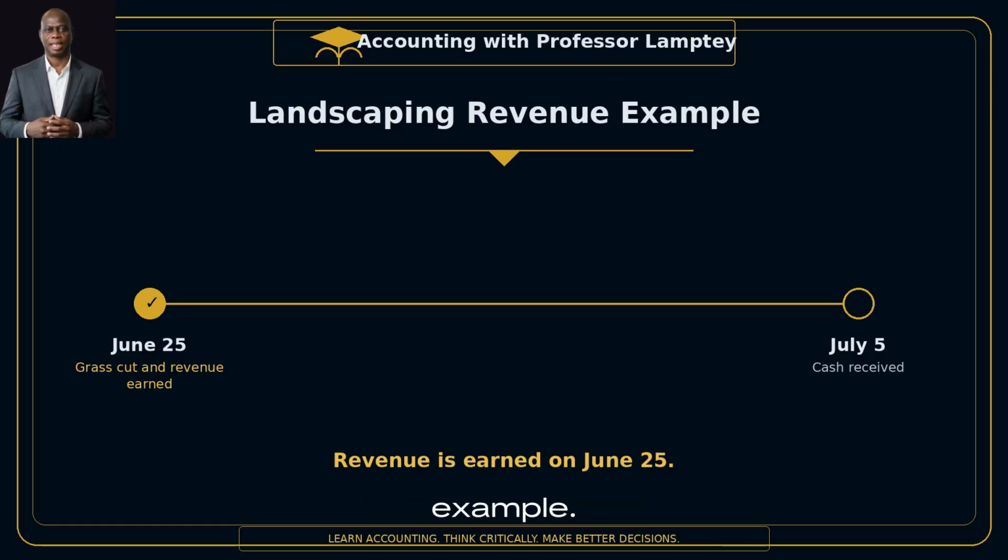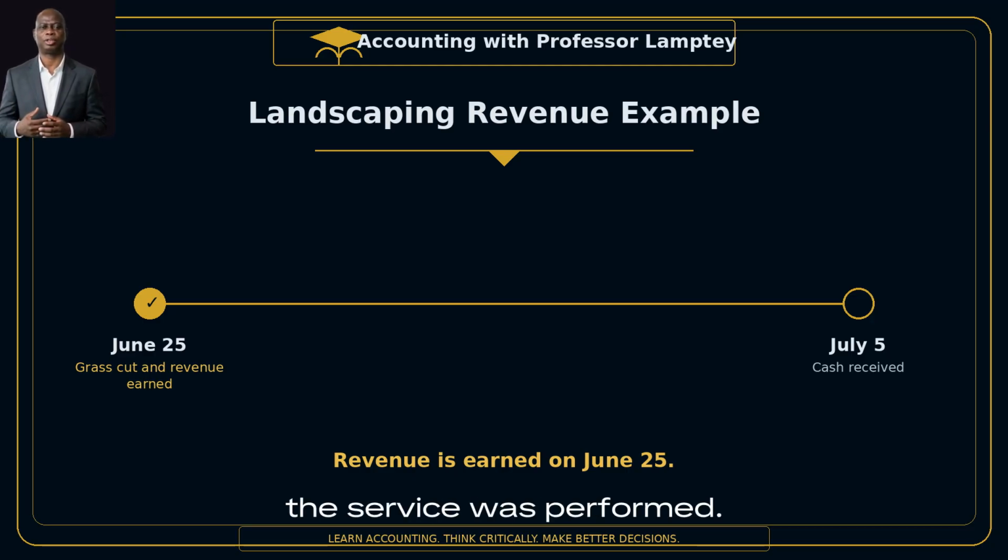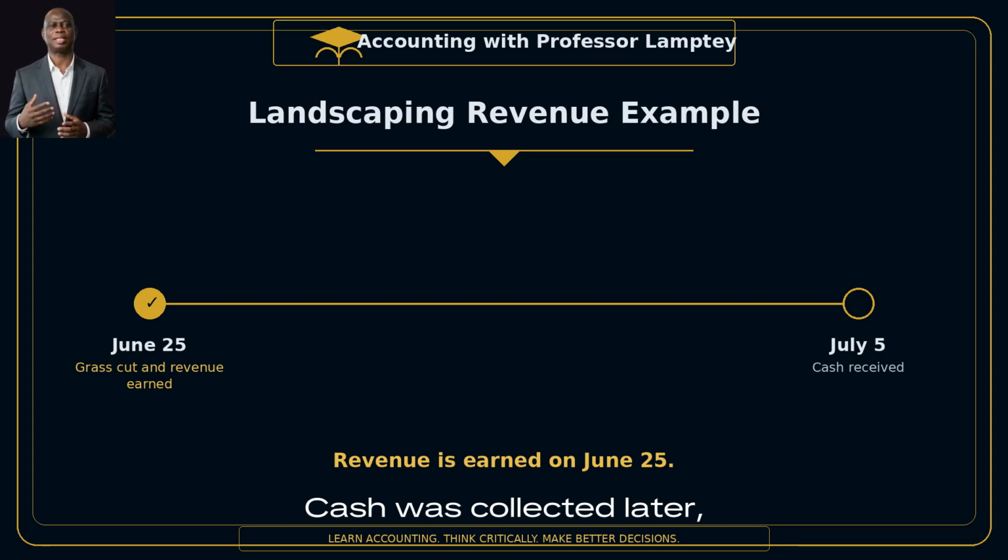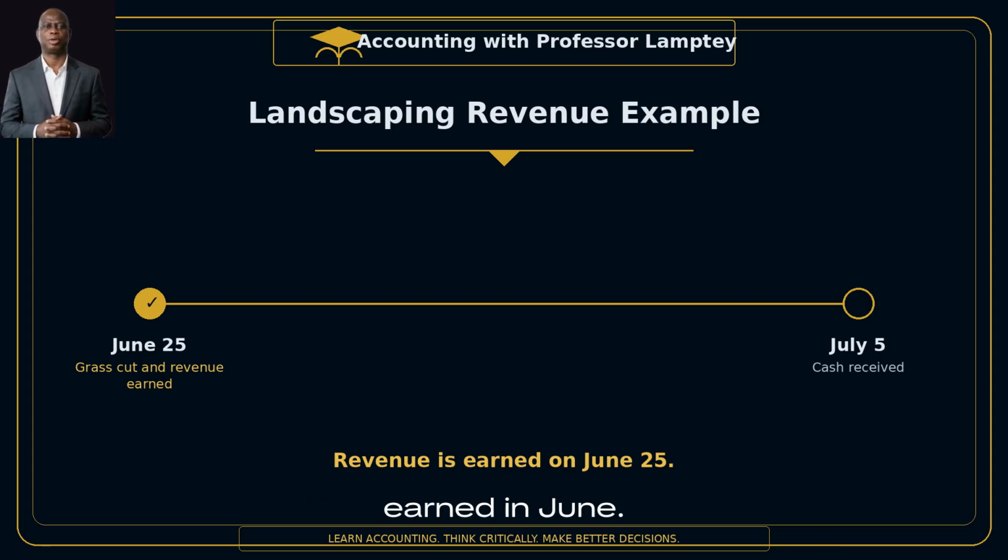Let's use a simple example. A landscaping business cuts grass for a customer on June 25th. The customer pays on July 5th. When is the revenue earned? June 25th. Why? Because that is when the service was performed. Cash was collected later, but the revenue was earned in June.